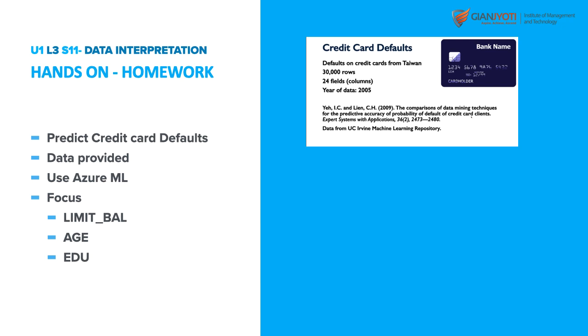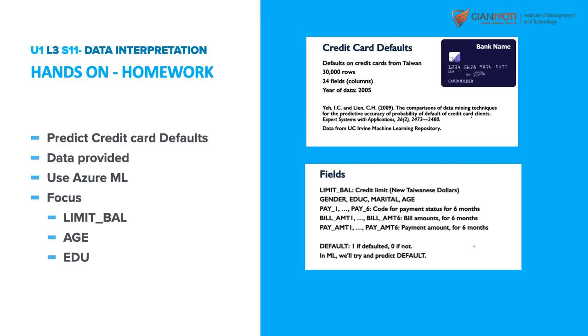So we will be using Azure ML, right? And we'll be focusing on 3 fields only: limit balance, age, and education. The fields which are there are limit balance, that means the credit limit, then gender, then education, then marital status and age. So we'll be talking about the limit balance, education and age for this particular hands-on practice today.